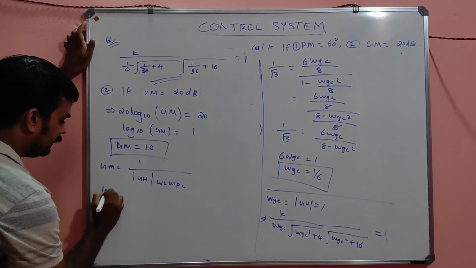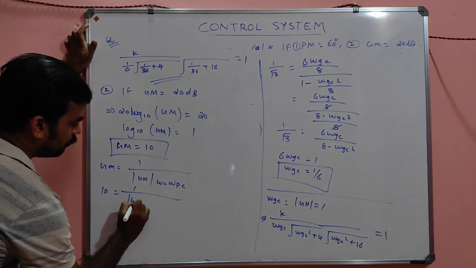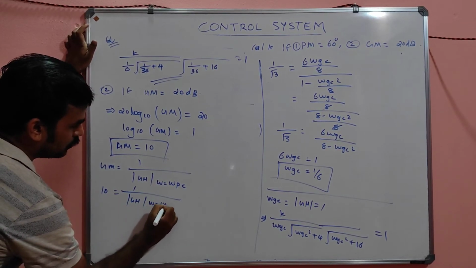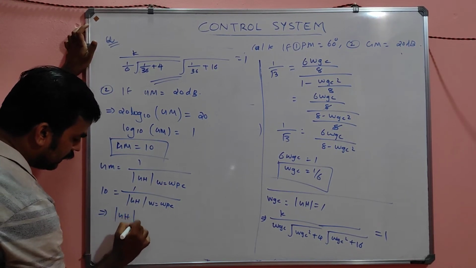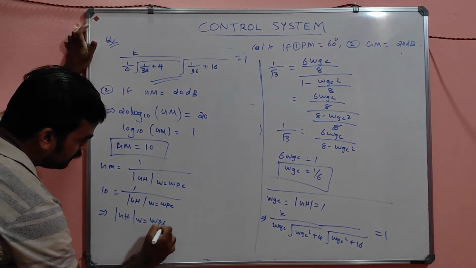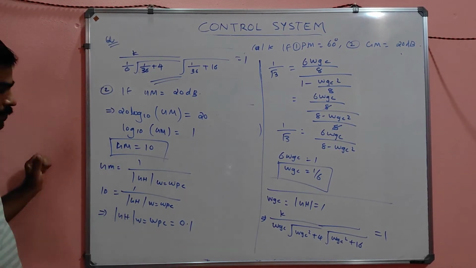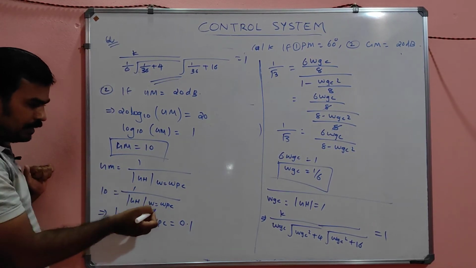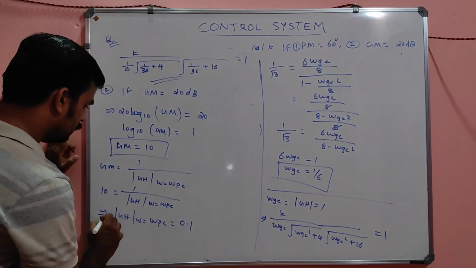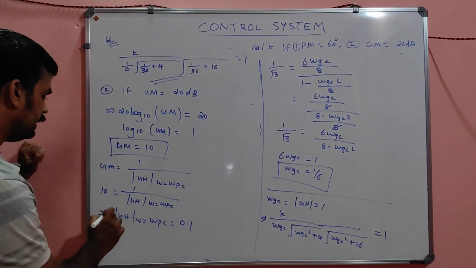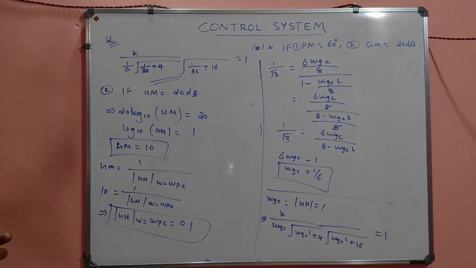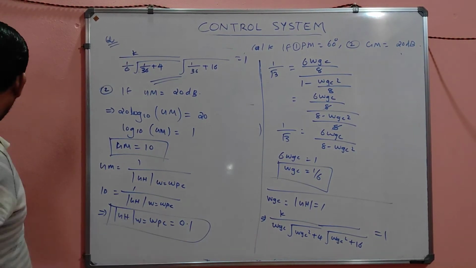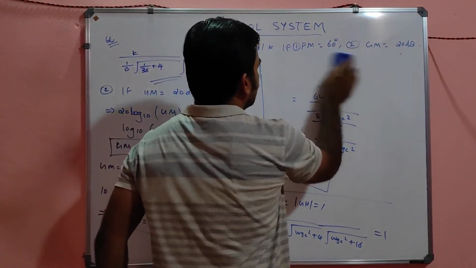So you can say that 10 is equal to 1 by mod GH at omega equal to omega pc, which implies mod GH at omega equal to omega pc will be equal to 0.1. Am I right? 1 by 10 will be 0.1. That's all, we need this relation. Mod GH at omega equal to omega pc equals what you got? 0.1. Okay, cool.